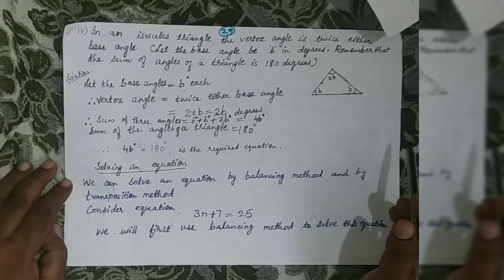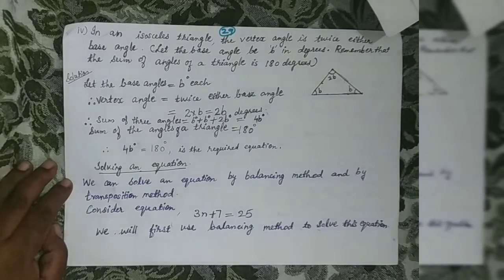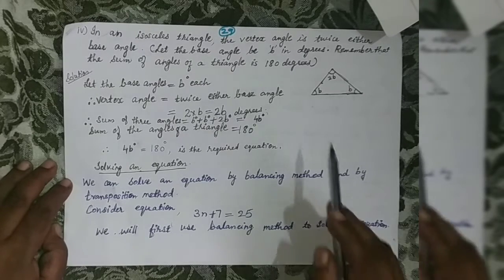What is given in the question? It is an isosceles triangle. You know, in an isosceles triangle, two sides are equal. Also, two angles are equal. Now, there is a condition given. Vertex angle is twice either base angle. That means double the base angle is the vertex angle. Twice. Okay. The base angle is B degrees.